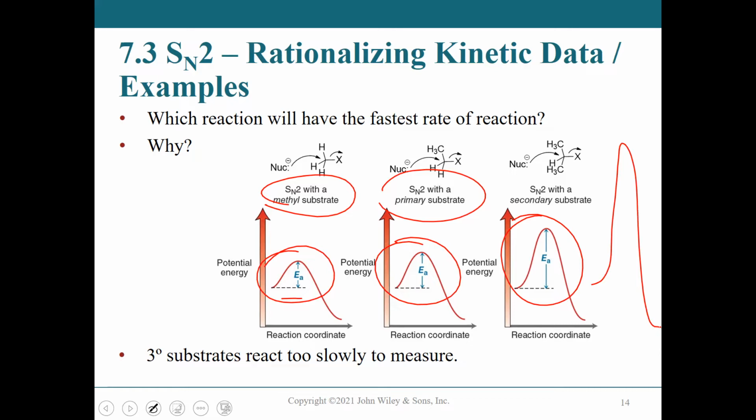It's so high that the reaction can't really climb that hill, that energetic penalty to do the reaction. It's too much energy, so the reactivity is really considered to be 0. That's why it says here, tertiary substrates react too slowly to measure. There's no way you can measure it because the activation energy is so high.